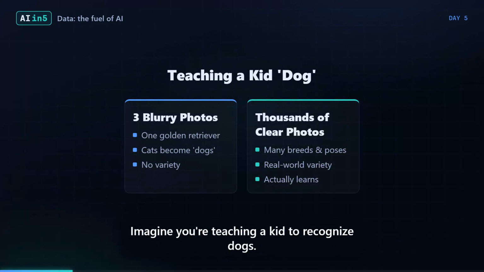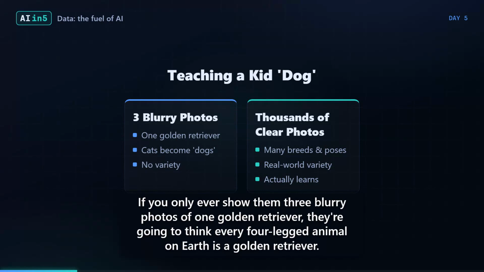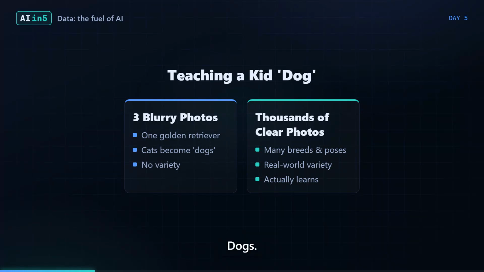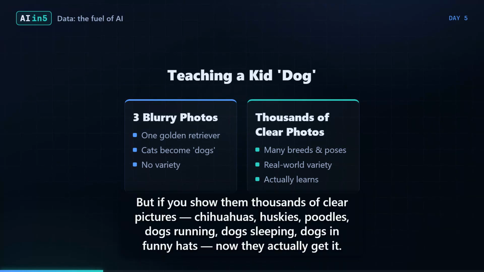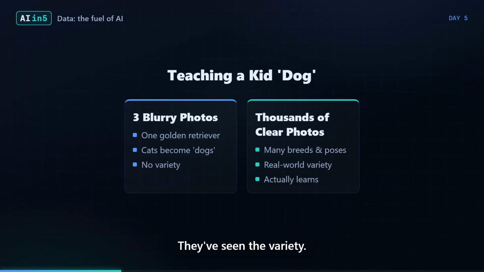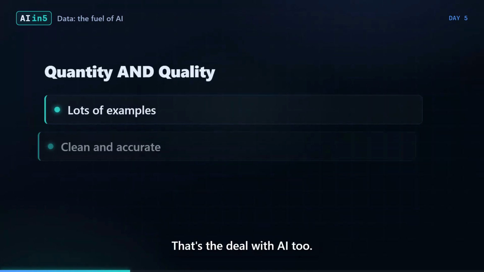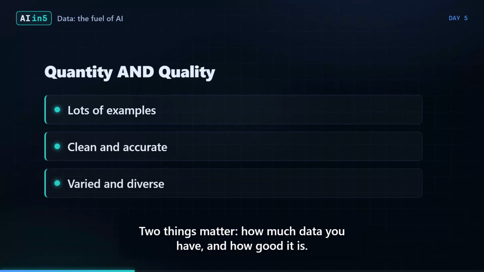Imagine you're teaching a kid to recognize dogs. If you only ever show them 3 blurry photos of one golden retriever, they're going to think every 4-legged animal on Earth is a golden retriever. Cats, dogs, cows, dogs. A goat in a sweater? Definitely a dog. But if you show them thousands of clear pictures, chihuahuas, huskies, poodles, dogs running, dogs sleeping, dogs in funny hats, now they actually get it. They've seen the variety. They've seen the real world. That's the deal with AI too.